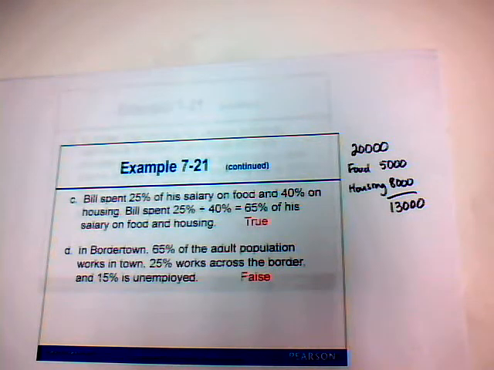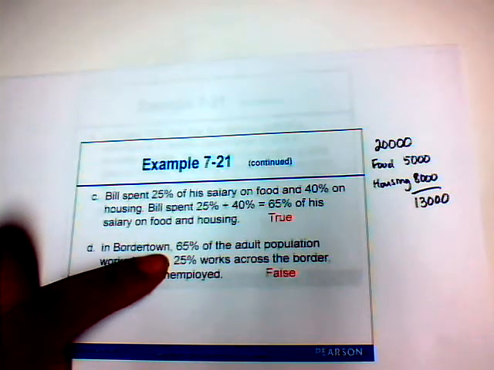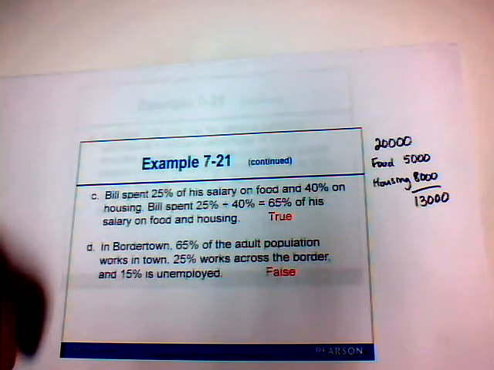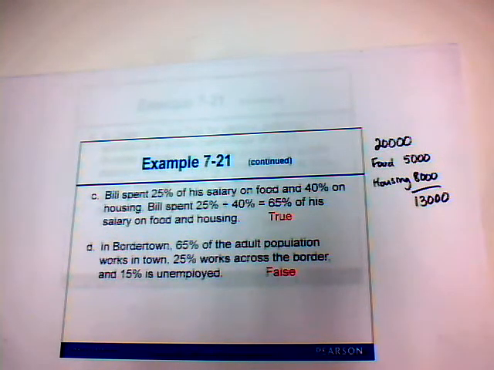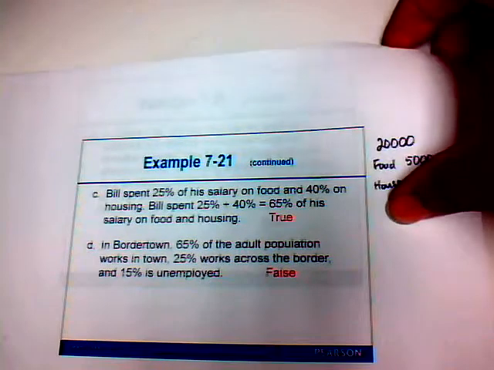Part D, in border towns, 65% of the adult population works in town, 25% works across the border, and 15% is unemployed. That would be false, because think of this, 65% and 25% is 90%. And then 15%, add that, you're going to get 105%, which doesn't make sense, because these totals cannot exceed 100%. So that would be a false statement.